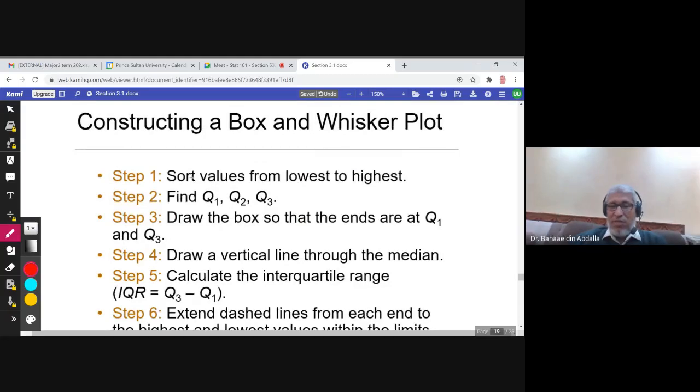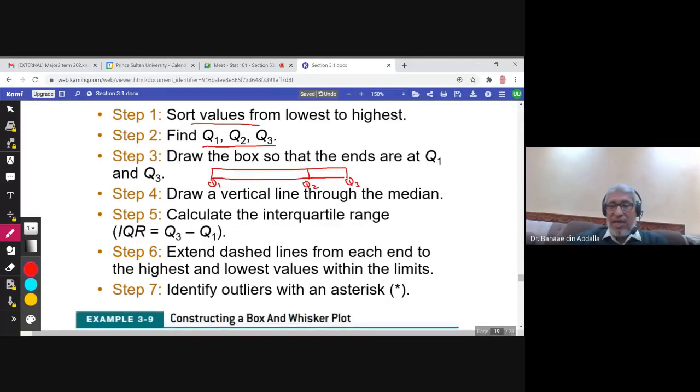First, let us write the steps. We sort the data. We find Q1, Q2, and Q3, and then we draw the box, which is from Q1 to Q3, where Q2 is somewhere here. So this is step 3. And then we draw a vertical line. This is the median. And then we calculate the interquartile range, and then we find the lower limit and upper limit.